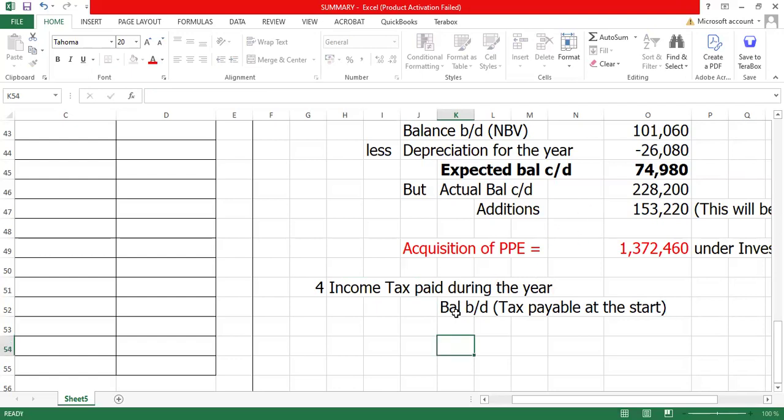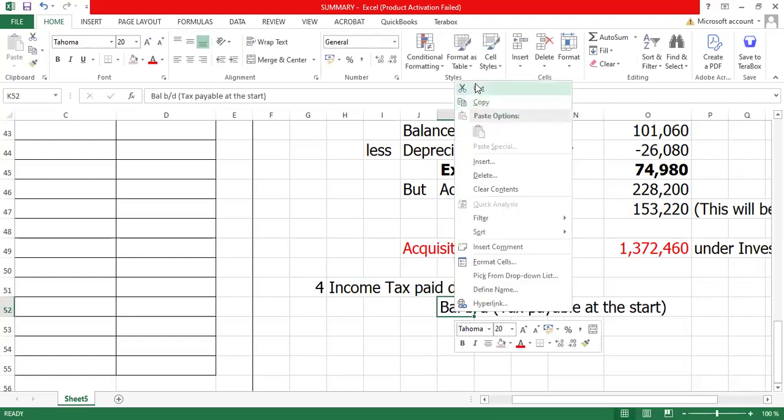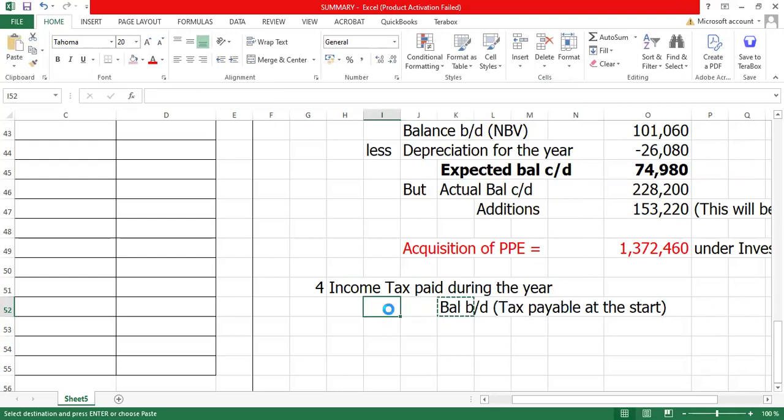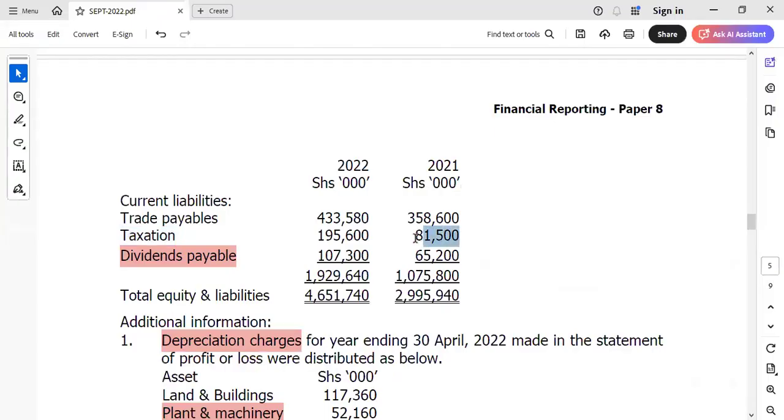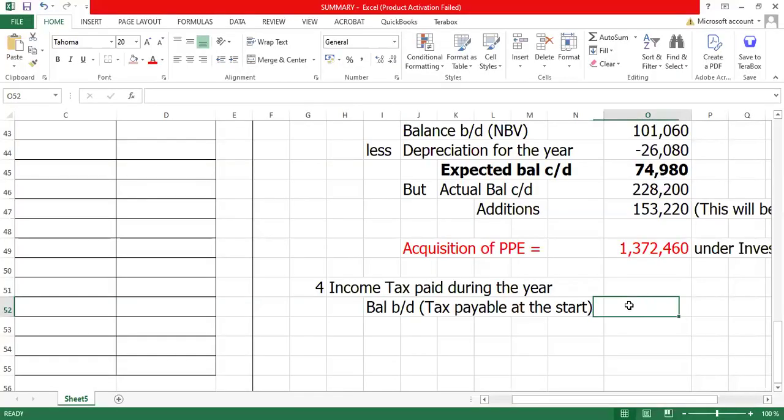What is the tax payable at the start? When you look at the question, the tax payable was how much? This one, the one you have in the balance sheet. When you have a taxation component in the balance sheet, it means that that tax is not yet paid. It's still outstanding. Okay? So that is the one we start with.